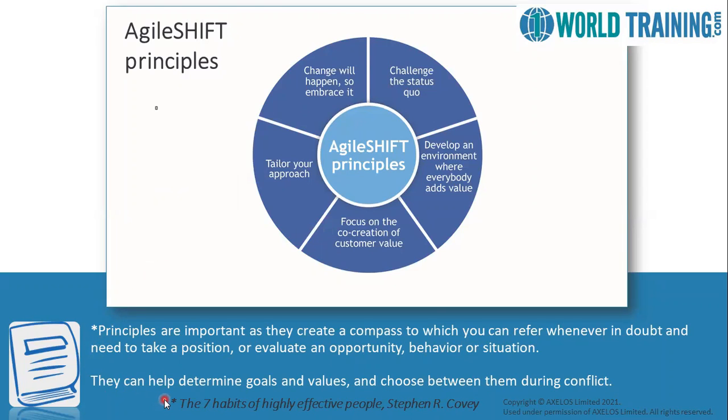Stephen Covey's famous book, The 7 Habits of Highly Effective People, mentioned principles are important as they create a compass to which you can refer whenever in doubt and need to take a position or evaluate an opportunity, behavior, or situation. Therefore, principles can help determine goals and values and choose between them during conflict. While different situations may require more application of a certain principle, all principles must be considered in any situation.